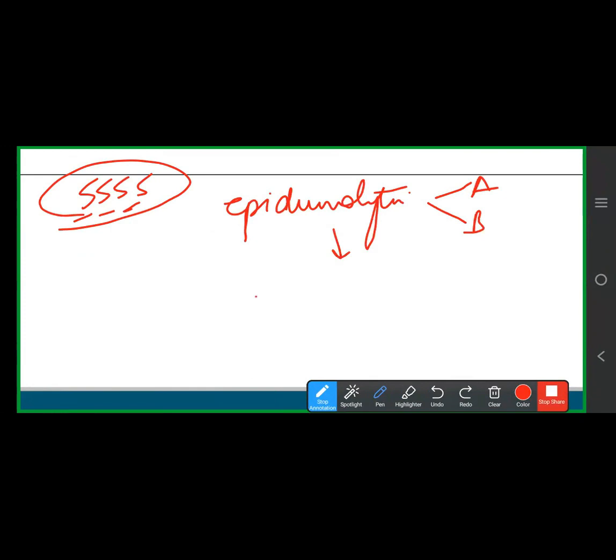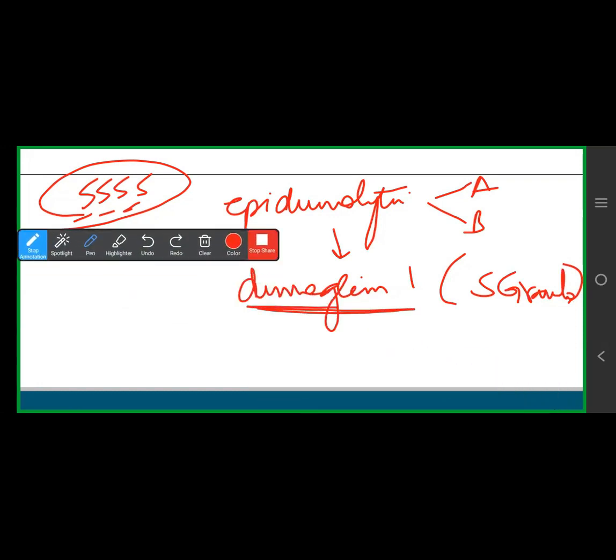So these are going to be against your desmoglein. It's going to be against your desmoglein 1. This is basically present in your stratum granulosum layer. So now that means we have to understand, if it's against your desmoglein 1, it's going to be a localized form. The presentation will be bullous impetigo.